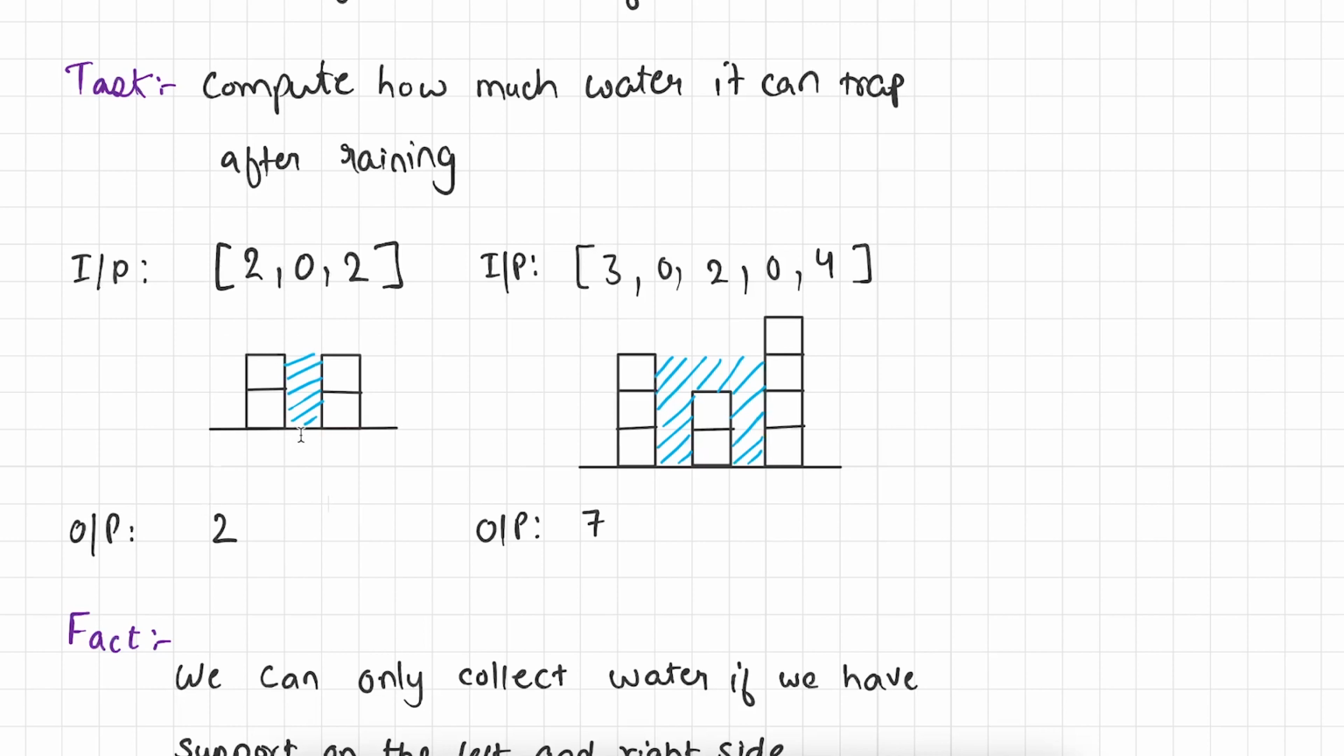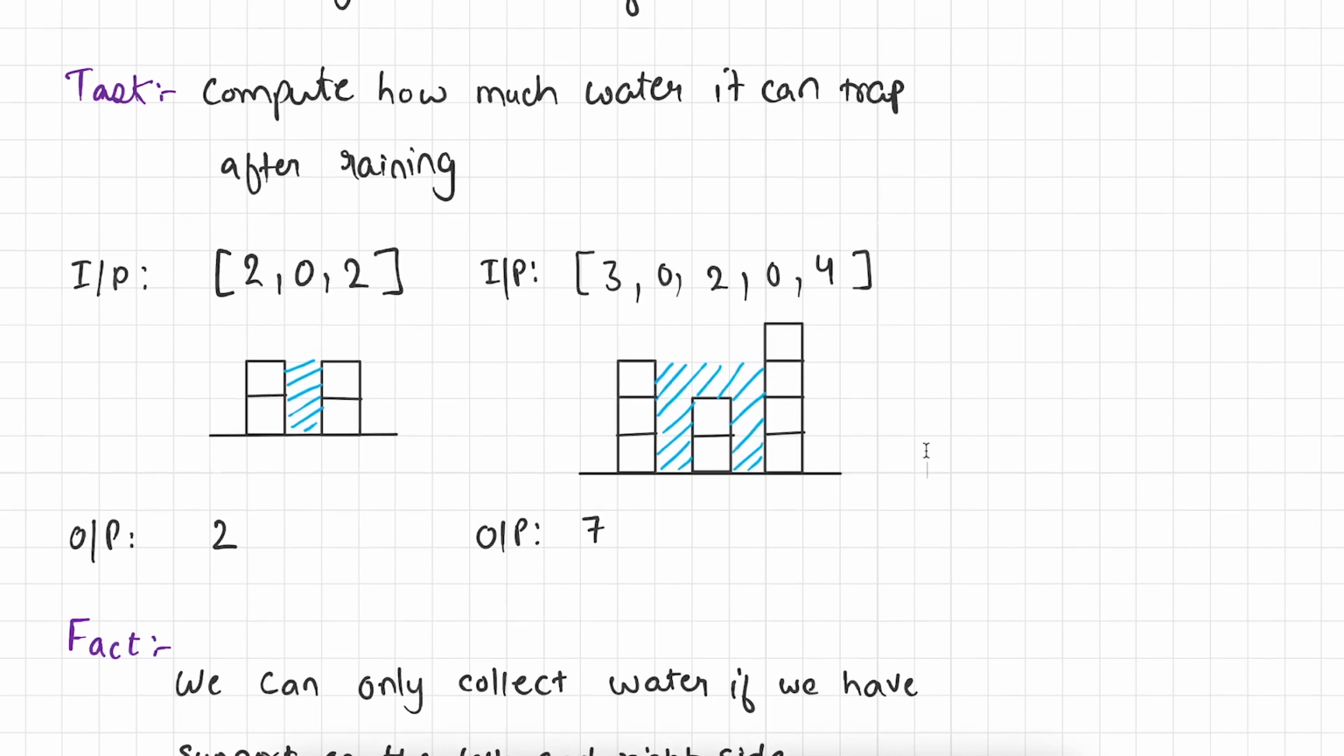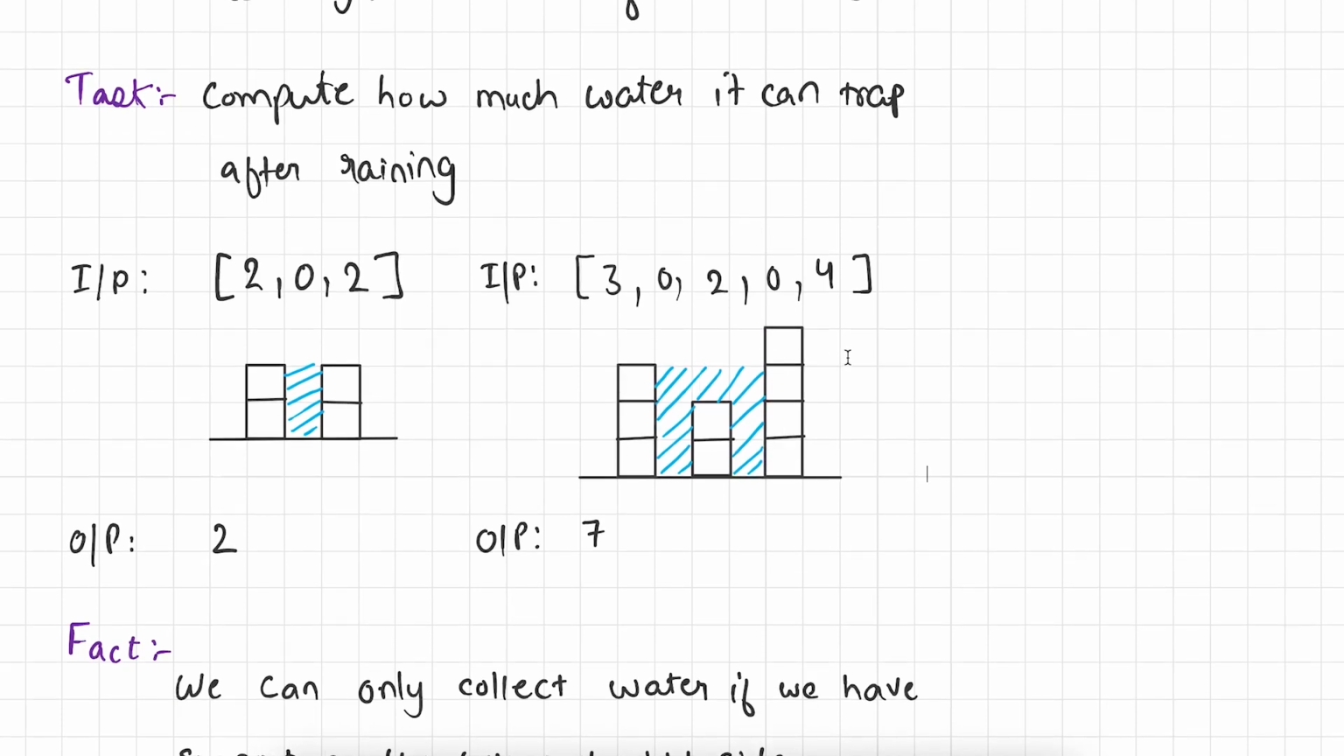Let's see the next example. Here you can see that the elevation map is given as 3, 0, 2, 0, 4. So we have to place 3 bars at position 0, then 0 bars, then again 2 bars, then again 0 bars, and then 4 bars. Now how much water can we collect between these bars? On the first and last bar we cannot collect any water.